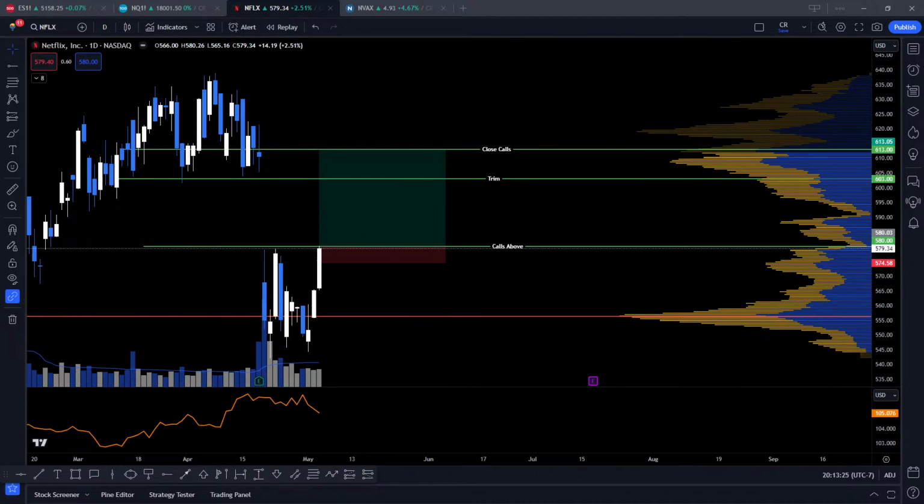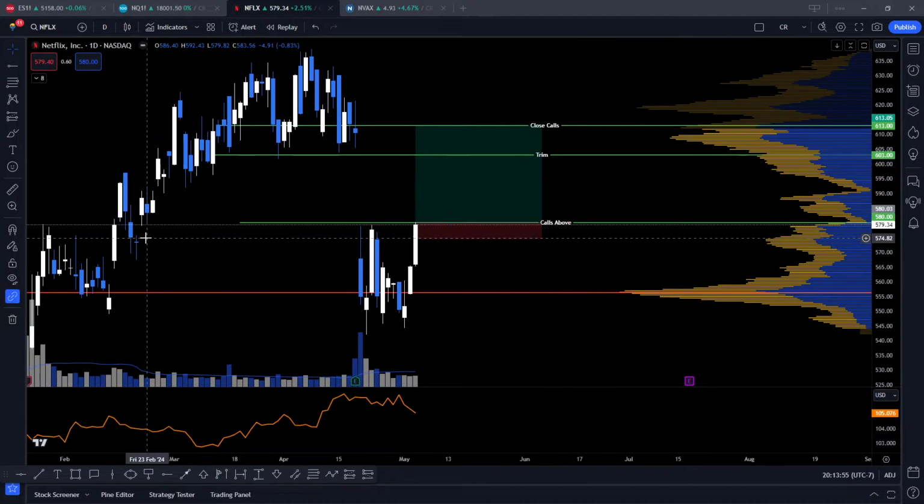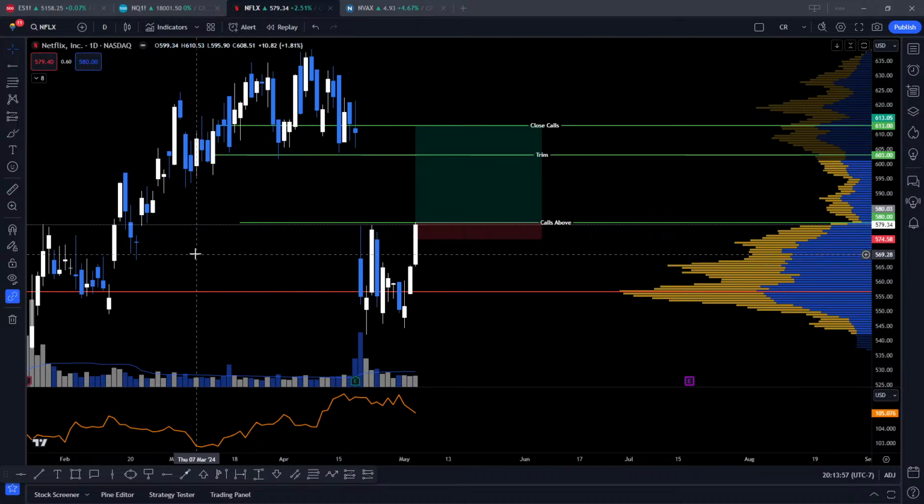This is going to be a banger. Netflix is literally ready to rip. So over 580, I will be taking calls. And my first price target is going to be 603. So if you take multiple contracts, trim one here, and then close everything at 613. We should hit 613 though.